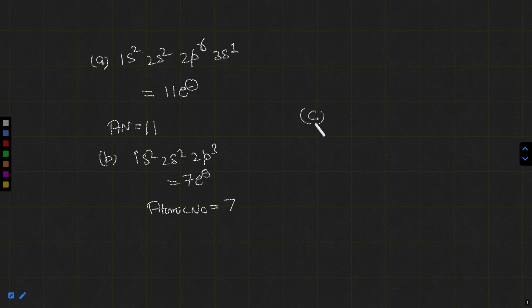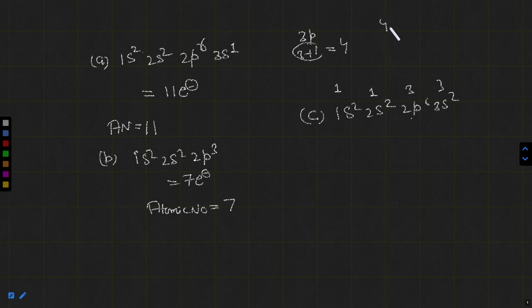Next is 3p5. How will we write 3p5? If I ask you which has a greater value: 1s2, 2s2, 2p6, 3s2. Then after 3s2, which will come? See, the n plus l value of 1s is 1, of 2s is 2, and of 3s is 3. Then if we talk about 3p, it has a value of 3 plus 1, that would give us 4. Clear? This will give us 4.